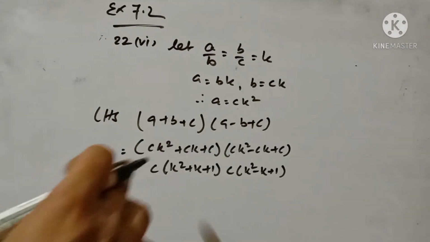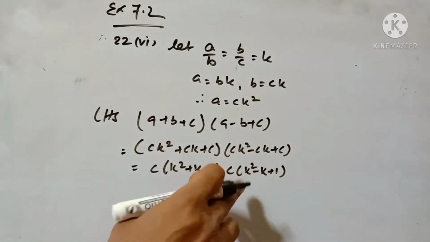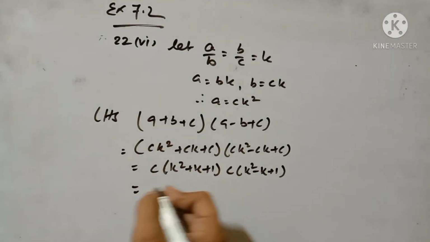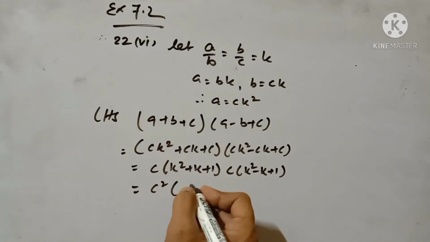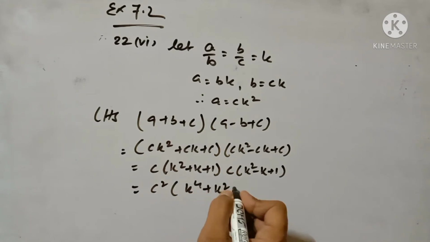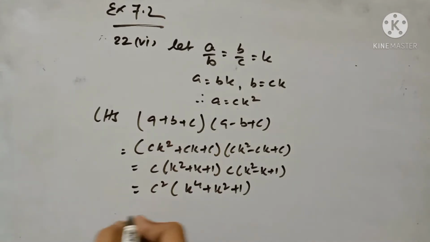So after putting the values of A, B and C, what will we get? This part. Now C into C, C square, multiply this part. After multiplying, we will get K to the power 4 plus K square plus 1, plus 1. This is our LHS.